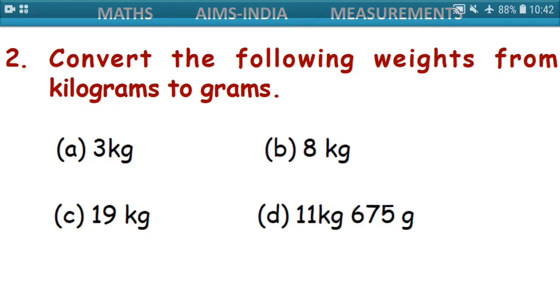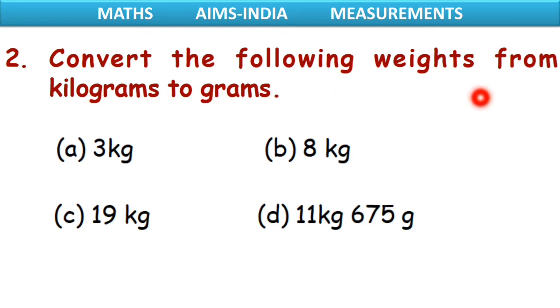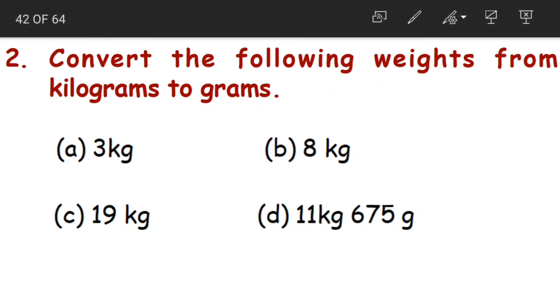Next we have question number 2. Convert the following weights from kilograms to grams. Now here we have kilograms, children. We need to convert them into grams. What is the relationship between kilograms and grams? 1 kilogram is equal to 1000 grams. Yes, 1 kilogram is equal to 1000 grams.